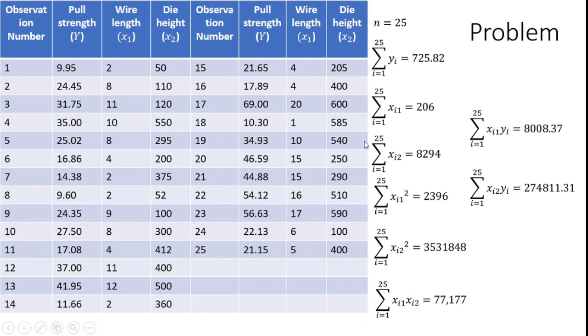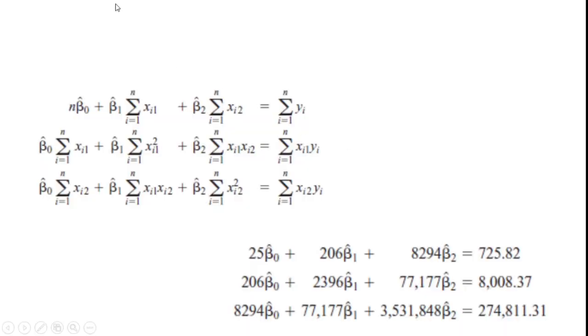After that, we move on to frame the equations from the numerical data. Here is how I convert that numerical data into equations. First I consider the sample equation: n beta naught plus beta 1 summation of i equals 1 to n xi1 plus beta 2 summation of i equals 1 to n xi2 is equal to the summation of i equals 1 to n yi.